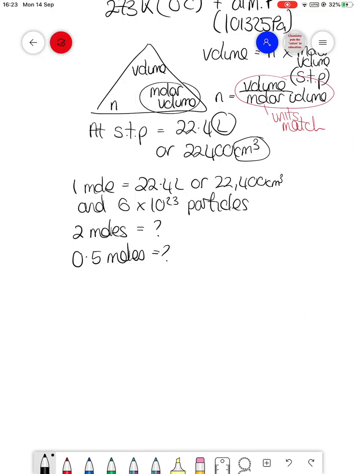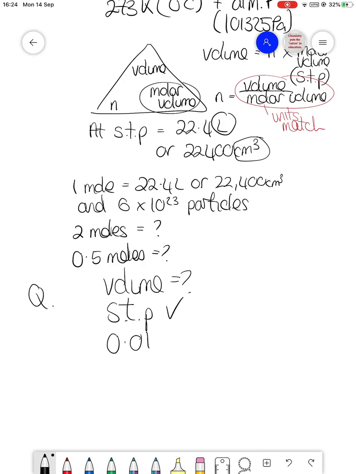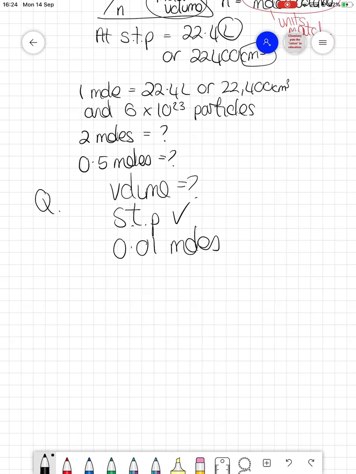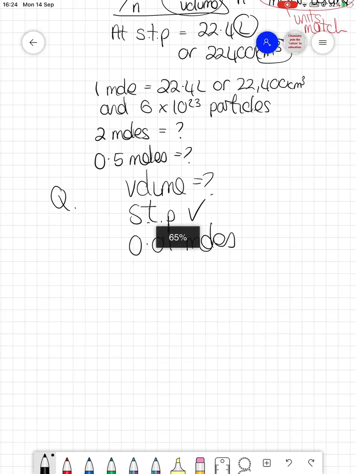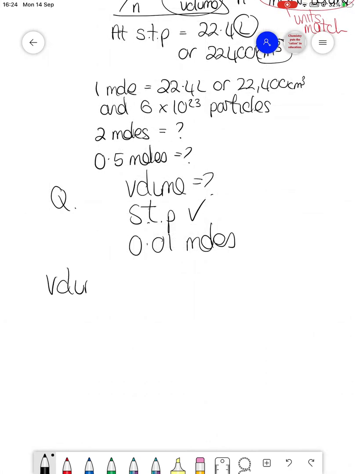So on page 23, there's a number of questions. Looking at the first one where you have the gap underneath it. So the information from the question is the volume we have to find at s.t.p. So straight away there's a molar volume of 22.4 or 22,400, and we know it's 0.01 moles. The question is also giving us that the s.t.p is in litres.